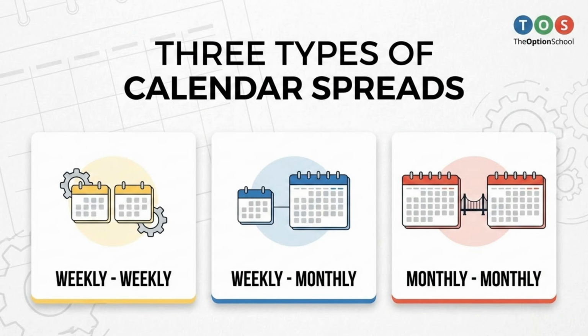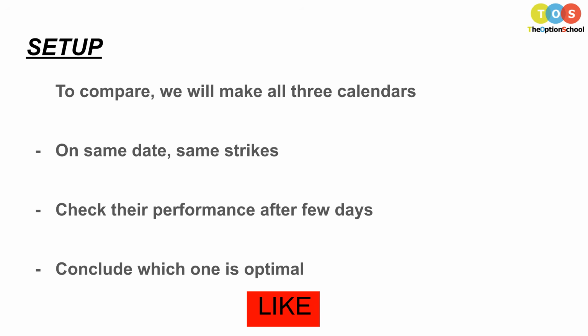Now let us find out which one is better, which one is optimal. To compare all three types of calendars, we will create all three calendars on the same date and with the same strikes, not changing anything, so that a proper comparison can be done. And then we will check the performance after a few days, what has happened to each of the calendars. And then based on those outcomes, we can conclude which one is more optimal and which one is more balanced. So let us start and dig it out.